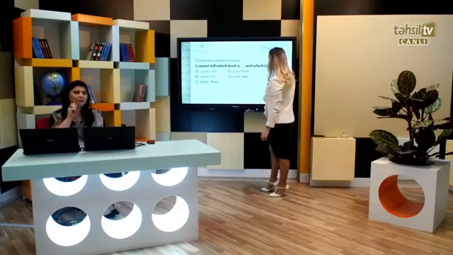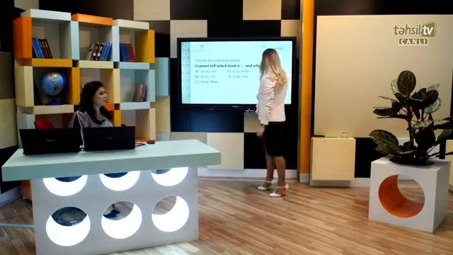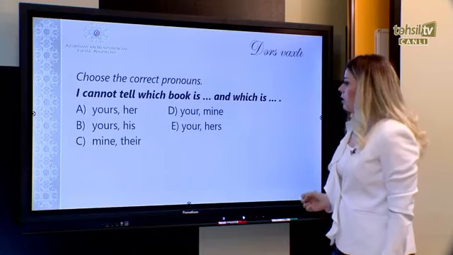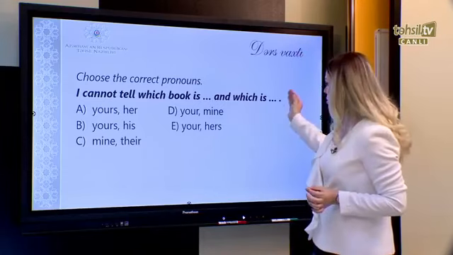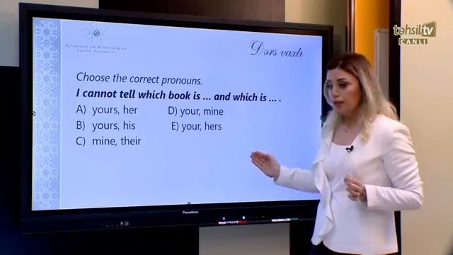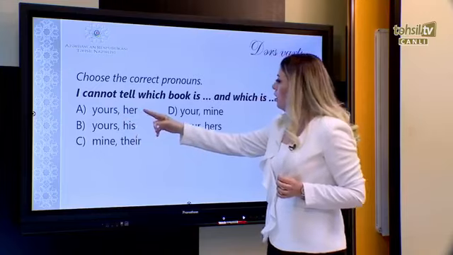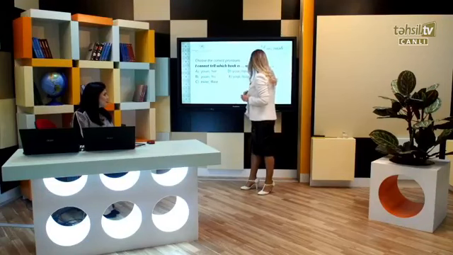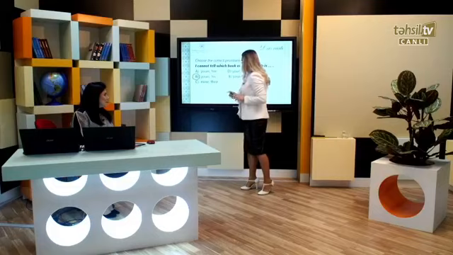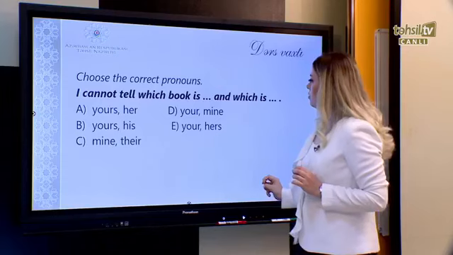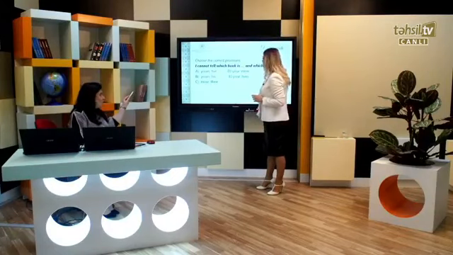Next question. I cannot tell which book is and which book is. So we are going to use a reflexive pronoun here. We have to choose the correct one because we need a reflexive one. As you see, we don't have a noun following it. I cannot tell which book is yours and which book is his. Because, you know, which book is yours? Yes, there is no noun. That's why you have chosen correctly, yes.